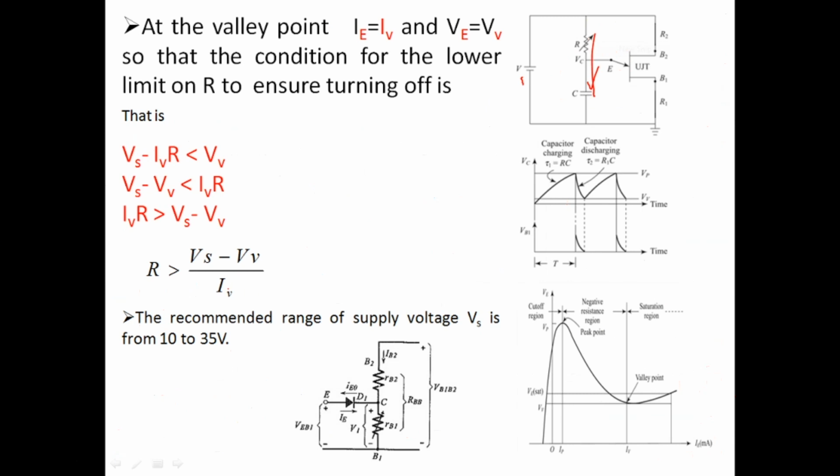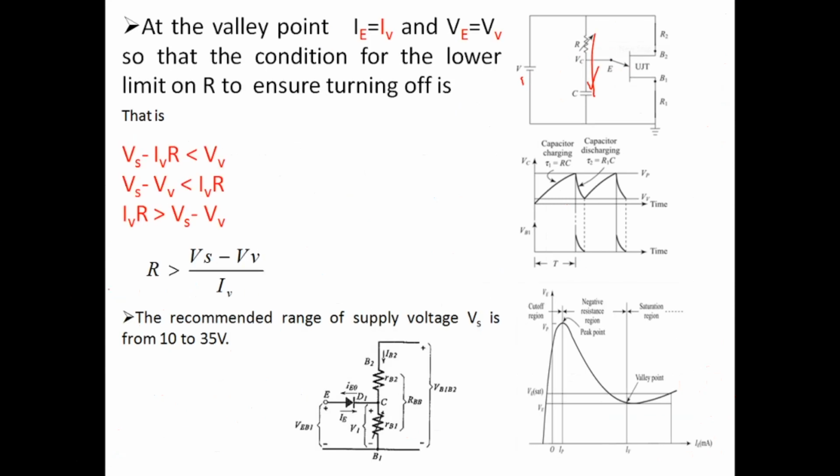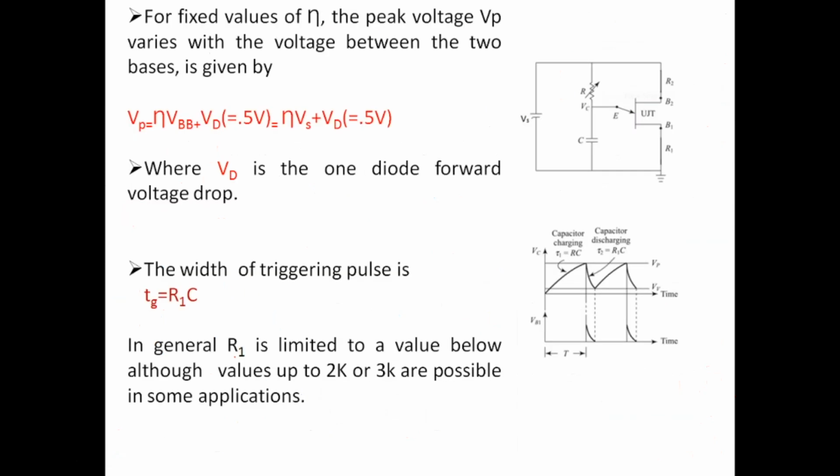What it says is that R should be greater than this, and R should be less than this. R should be less than Vs minus V peak by IP, and R should be greater than Vs minus Vb by IV. The recommended range of supply voltage is 10 to 35. As I told here, the width of this is very small. The width of the triggering pulse is R1 into C.